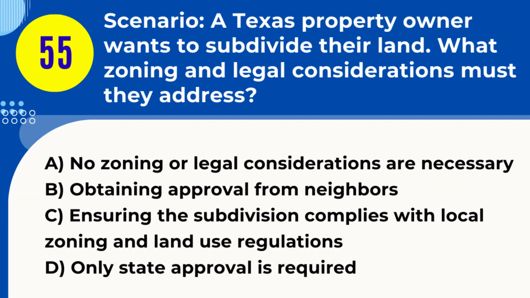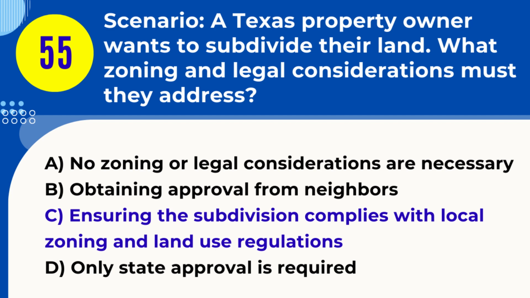Question 55, Scenario. A Texas property owner wants to subdivide their land. What zoning and legal considerations must they address? A. No zoning or legal considerations are necessary. B. Obtaining approval from neighbors. C. Ensuring the subdivision complies with local zoning and land use regulations. D. Only state approval is required. Answer. C. Ensuring the subdivision complies with local zoning and land use regulations.